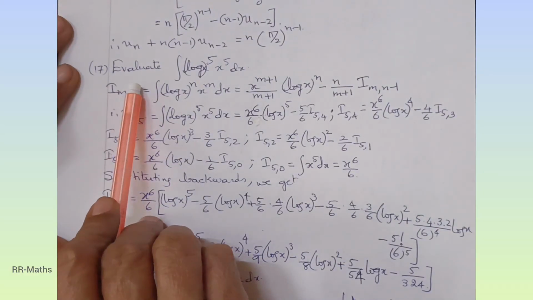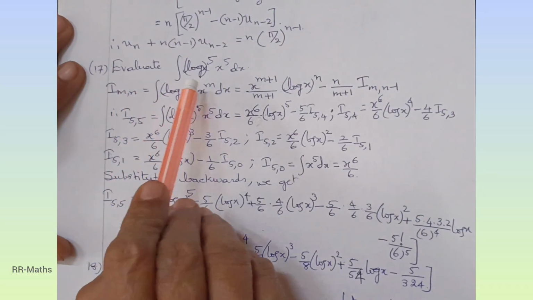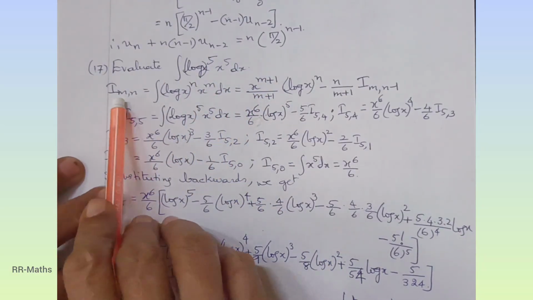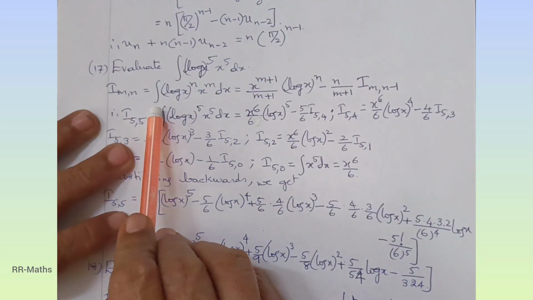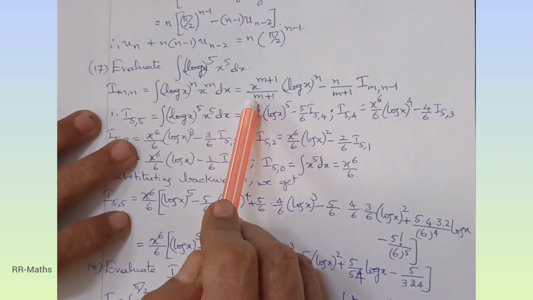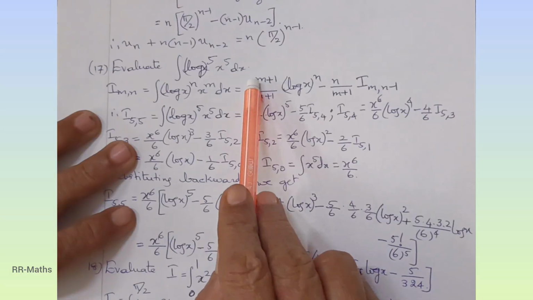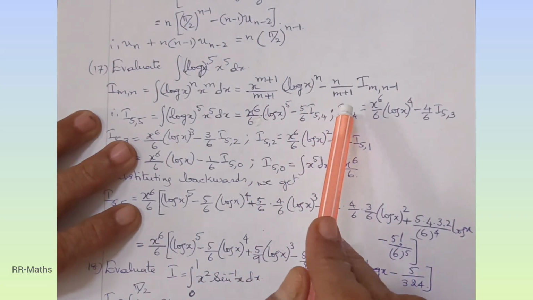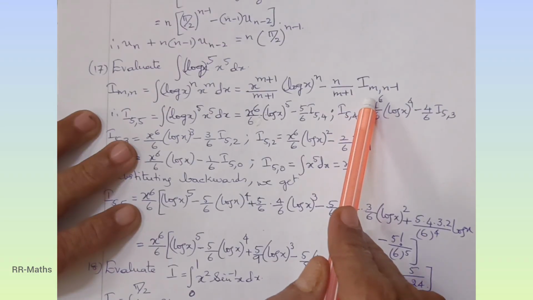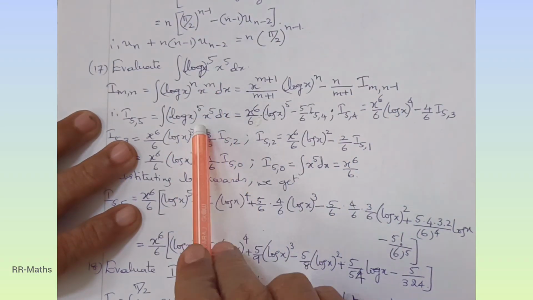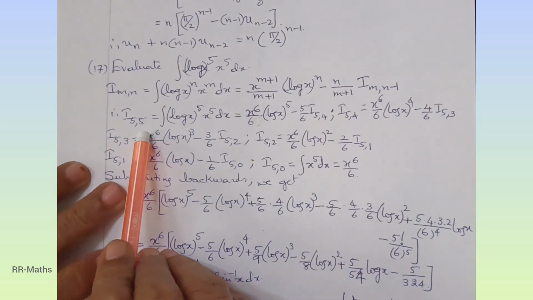So the next problem that I take is evaluate the integral of (log x)^5 times x^5 dx. Then using the same formula, I(m,n) is equal to the integral of (log x)^n times x^m dx. You had the formula: x^(m+1)/(m+1) times (log x)^n minus n/(m+1) times I(m,n-1). In this case m and n both are 5. So you have I(5,5).